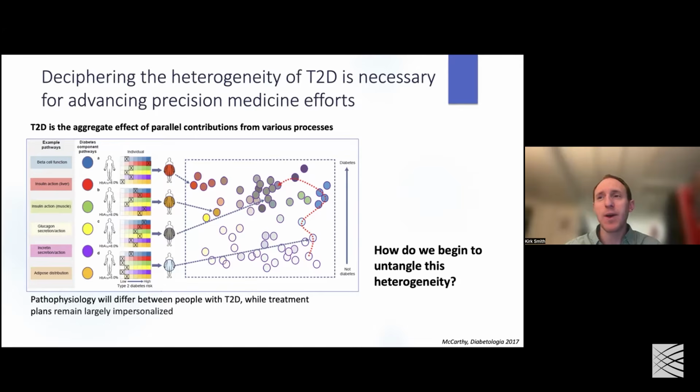The amount each pathway is contributing to their overall disease risk will determine their final location on the palette or their final color shade. So this also means that each patient might show different symptoms in the clinical setting or respond better to certain medications. So until we start to untangle this heterogeneity, it'll be very difficult to make strides in personalized medicine. So the question is, how do we begin to do that?